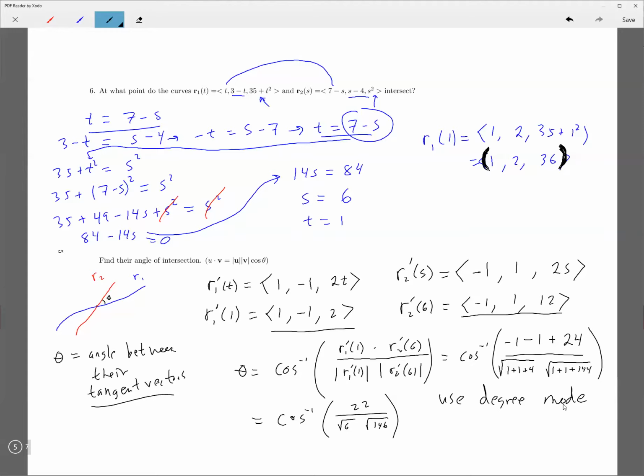Okay, so inverse cosine of 22 divided by, and then maybe put parentheses around that. So you found it to be 42? Yes, 42 degrees. Okay, great. 42 degrees, yay.